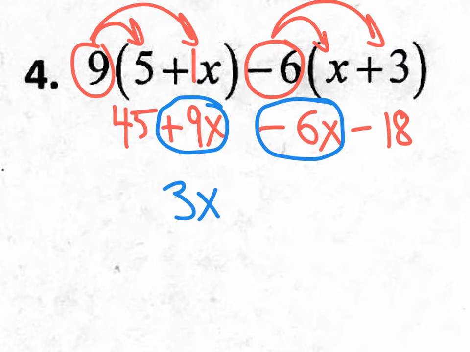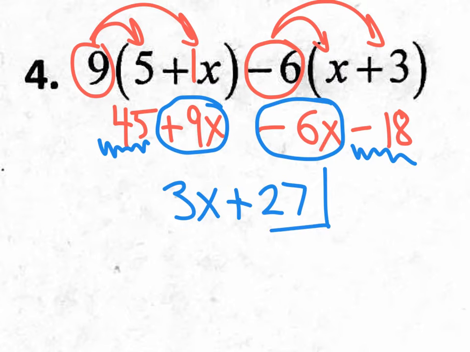Final step. What is 45 minus 18? 27? That would be positive 27. So plus 27. And that is your variable expression answer for number 4 right there.